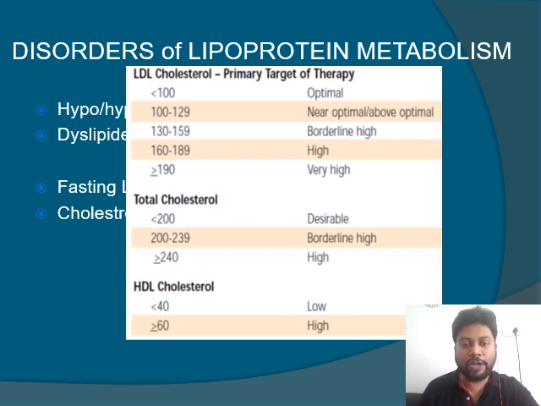LDL cholesterol should be less than 100 milligrams per deciliter optimally, or at least less than 130 milligrams per deciliter. HDL cholesterol should be more than 60 milligrams per deciliter in males and more than 50 milligrams per deciliter in females. VLDL cholesterol should be less than 30 milligrams per deciliter. This is the cutoff for defining dyslipidemia. If it crosses this cutoff, then we call it dyslipidemia.